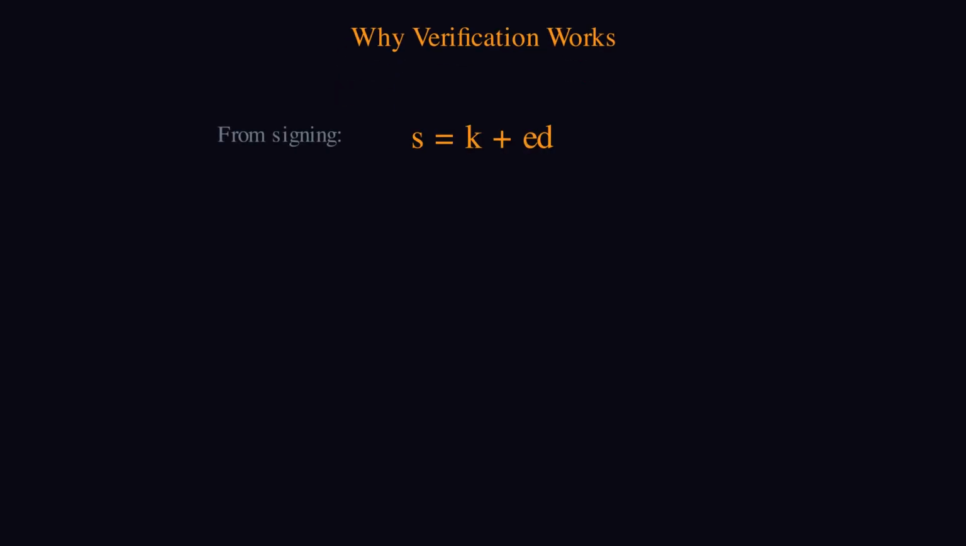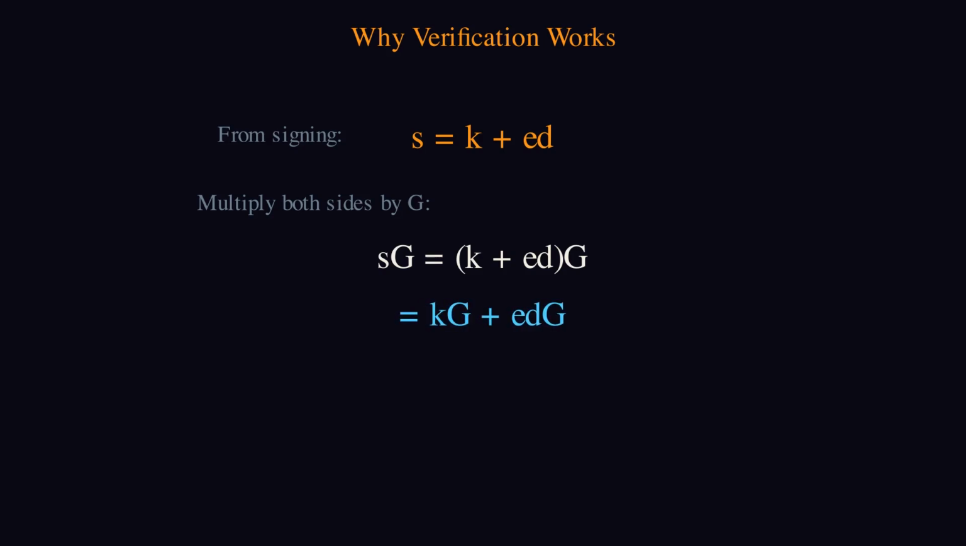Start with the signing formula, s equals k plus e d. Multiply both sides by G. On the left side, s times G. On the right side, k plus e d times G. Distribute, kG plus e dG, but kG is R and dG is Q, so R plus eQ. The two sides match. Verification accepts.